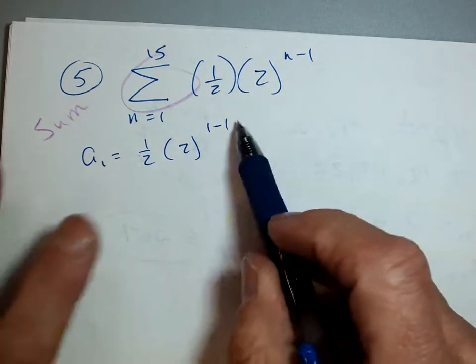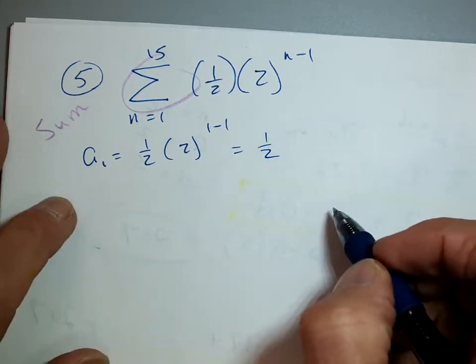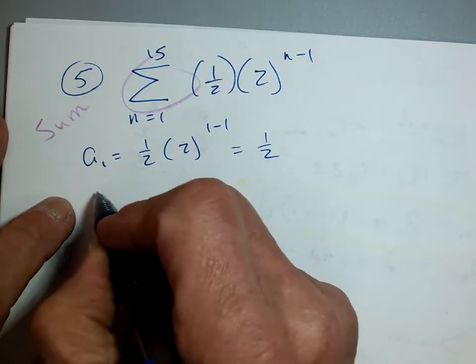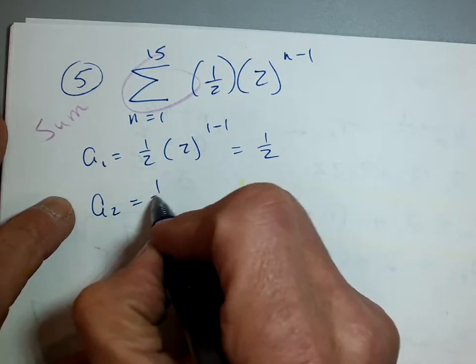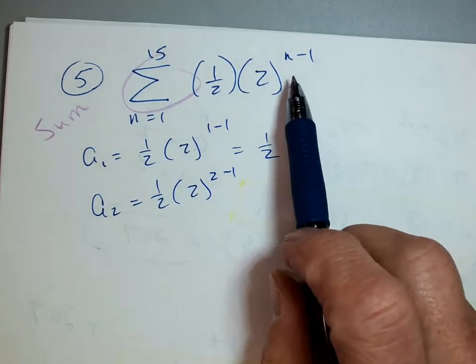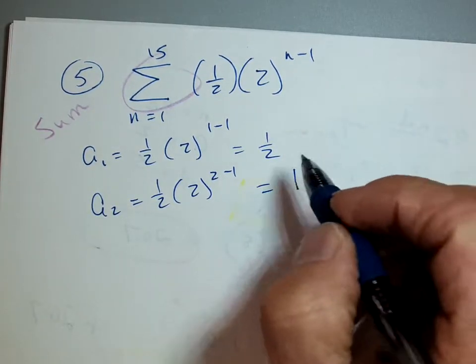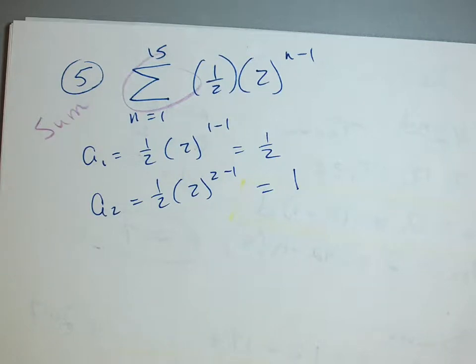So anything to the 0 power is 1, so A1 is 1/2, okay? Let's make the second term. A2 is 1/2 times 2 to the 2 minus 1. So to make the second term, plug in 2. Well, that turns out to be 1. You can use your calculator, you just have to believe me.